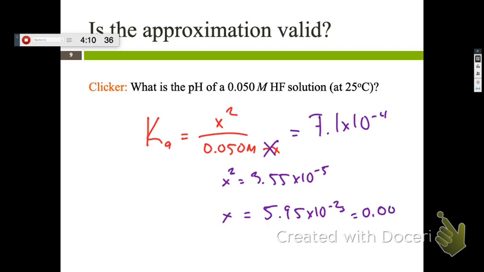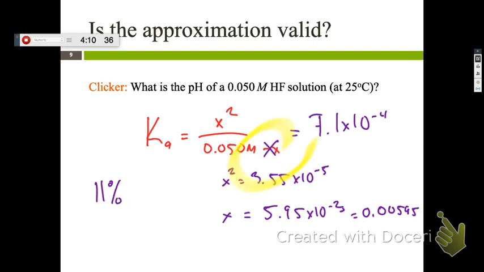And then the next step is? Not negative log. What's the next step? Make sure the approximation was valid. Is it less than 5%? No.